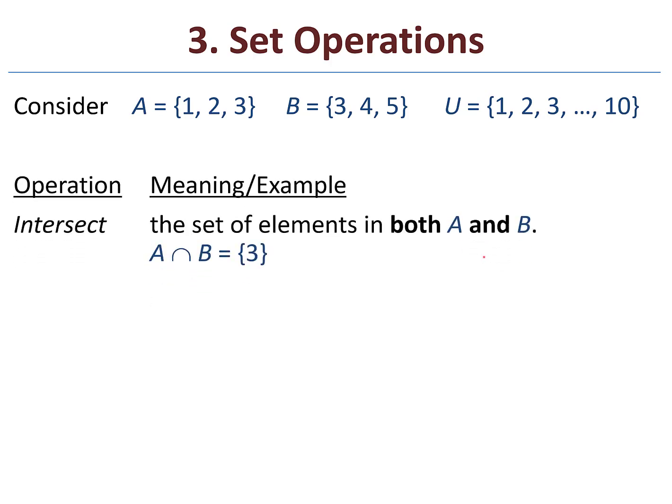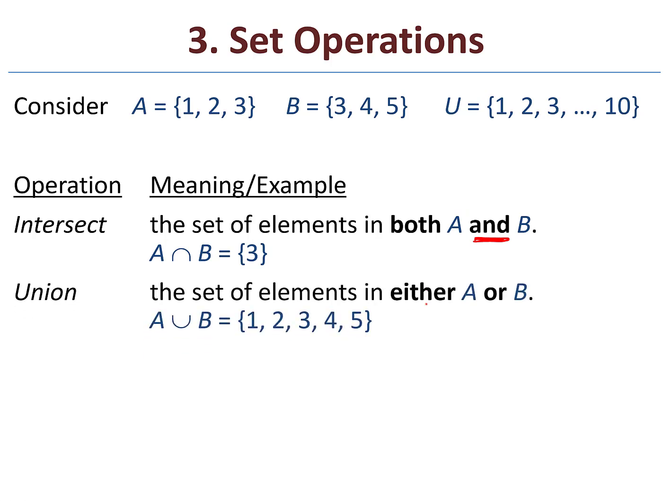So I can intersect two sets. The set of elements in both A and B is A intersect B, and in this case it is the set containing only the number 3. 3 is the only number that is common to both A and B. The symbol for intersection looks a little bit like the symbol for logical AND. It's just a curvier version. And that's not a coincidence, because the intersection is the set of elements in both A and B.